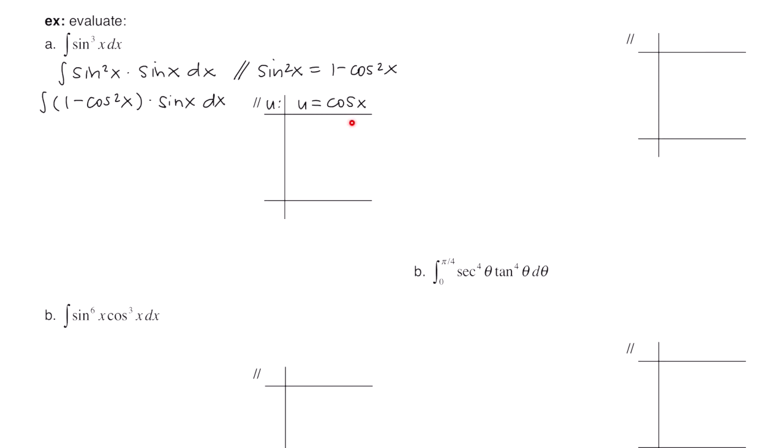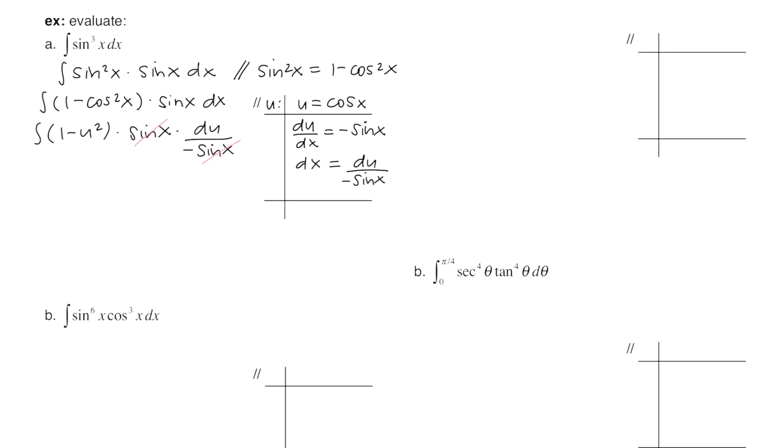Next, we're going to take the derivative with respect to x. So we get du/dx equals negative sine of x. So we get dx is equal to du over negative sine of x. Now we're going to plug this in over here. So we get 1 minus u squared. We're going to leave this sine because it's the rigged part of the problem, and dx is equal to du over negative sine of x. So it worked out great. The rigged part of the problem will cancel with this sine.